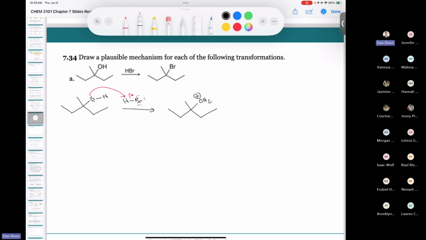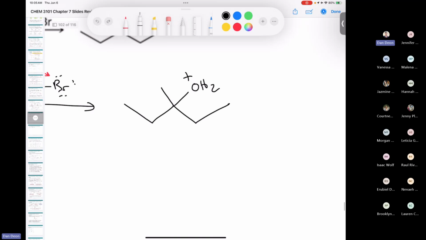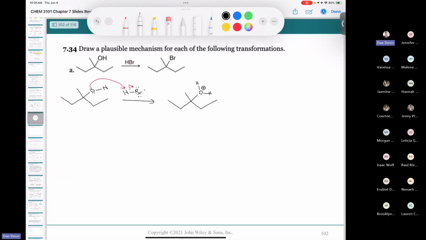So you can either write it like this, kind of condensed like that, or if you want to show every bond in gory detail like that, that totally works too. They mean the exact same thing. So now, again, you've taken a poor leaving group and you've converted it to a good leaving group. And so now the leaving group can just leave, like just get out of here, you leaving group. So it's going to leave, and we end up with a tertiary carbocation.